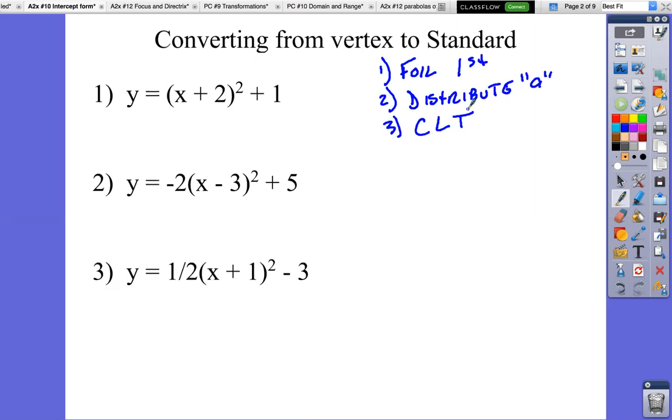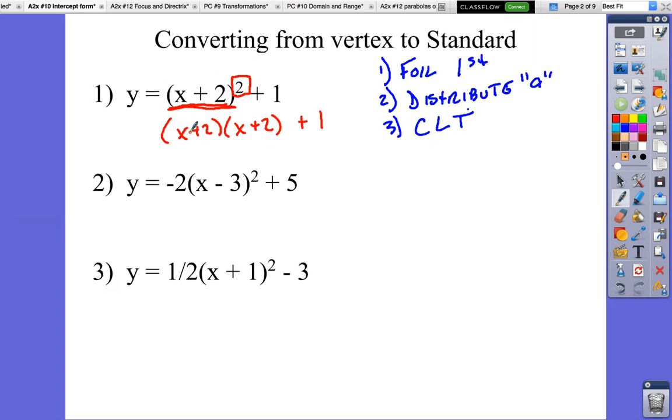So if I ever ask you to convert from vertex to standard form, the very first thing you have to do is FOIL this out. Do not make any silly mistakes here. So if I've got the quantity of x plus 2 being squared, what that really means is this. And don't forget about this plus 1 on the side. When people make silly mistakes, they'll FOIL it out and then they'll forget to combine like terms, or they won't FOIL it out correctly.